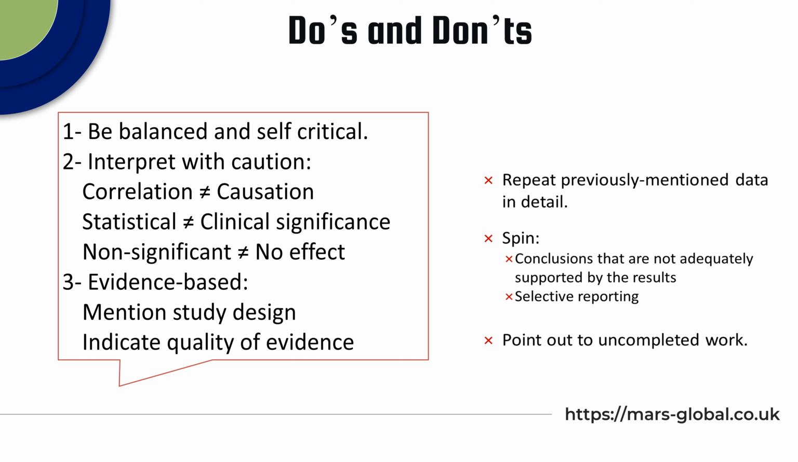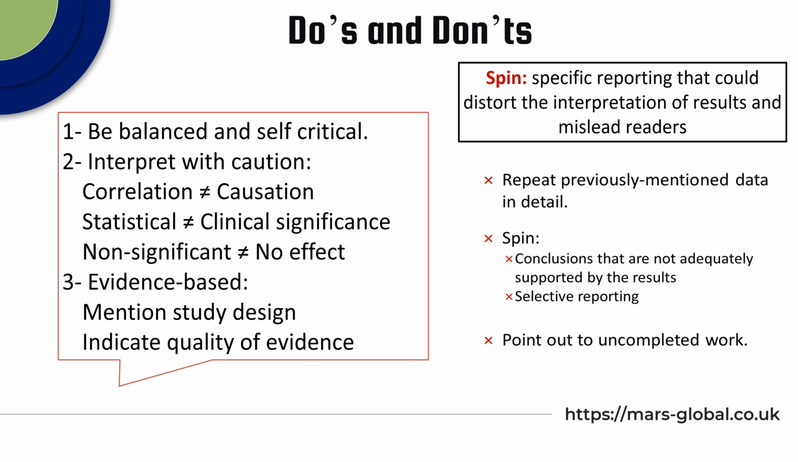Second, avoid spin as much as you can. And spin means the selective reporting of results in a way that distorts the findings and misleads readers. Ensure that your conclusions are supported by the data and do not overstate the significance of your results.